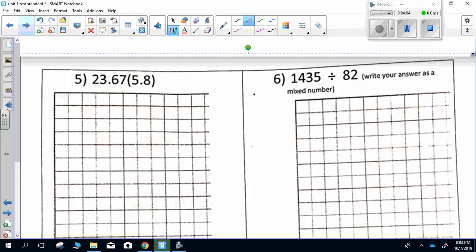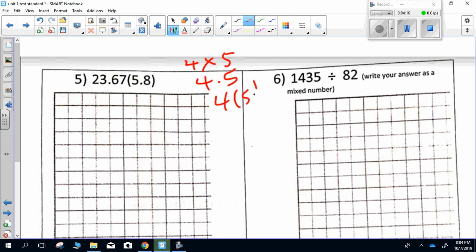The next one, there are 4 different ways to show multiplication. One way is 4 times 5. Next way is 4 raised dot 5. The next way is 4 parenthesis 5. And the last way is if you had 4x, if you were using a variable. So this is a multiplication problem. When I multiply decimals, I just multiply the numbers. So I'm going to write down the numbers, 2.367 and 58. I do not line up my decimal points. I just put my numbers down. And now I'm going to do my multiplication.